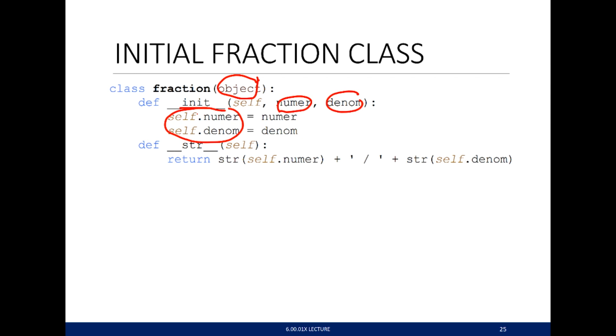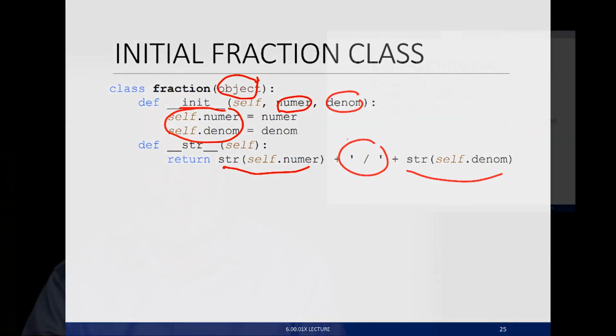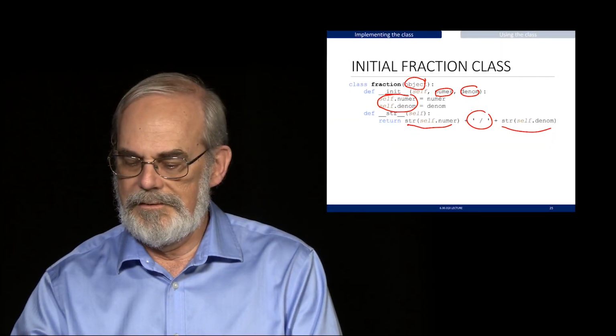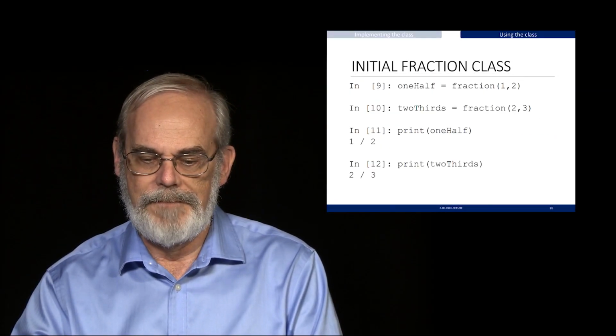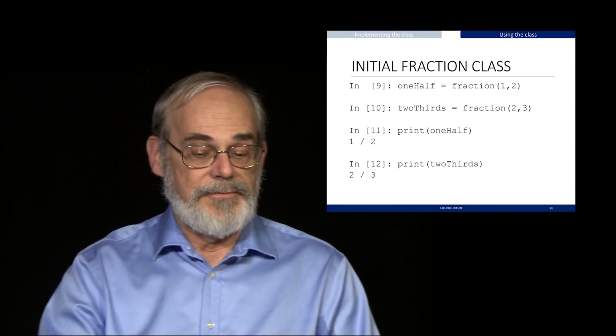I'm also going to define what I want to have printed out when I do this. And here I'm simply going to have it print out a string representation of the numerator and the denominator separated by a slash, sort of like you'd expect to see inside of a fraction. There's my definition initially of what a fraction looks like. Let's see what happens if I use that.